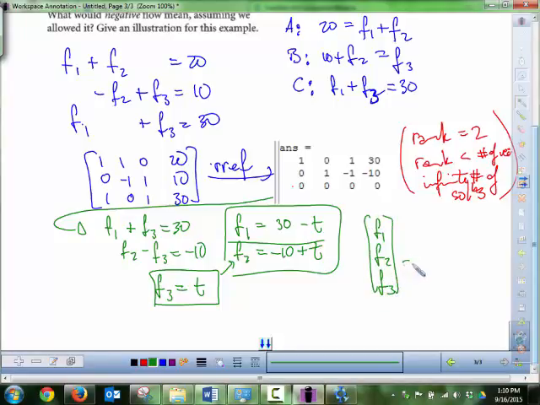our solution is an infinite number of solutions, and we can put different values of t there to get the many infinite number of solutions we have. This is equal to a constant vector plus t times a direction vector, and the direction vector is negative 1, positive 1, and positive 1.